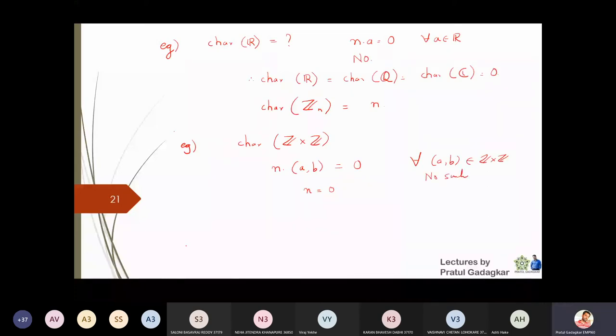So this means by definition, the characteristic of Z cross Z will become zero. But interesting life will come when I ask you the characteristic of Z5 cross Z3. What is the characteristic of Z5 cross Z3? We know that the characteristic of Z5 is 5, and the characteristic of Z3 is 3, and therefore what should be the characteristic of Z5 cross Z3?